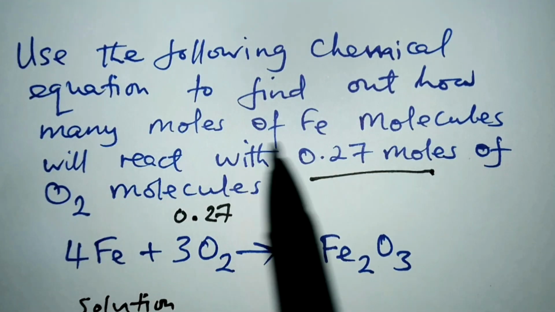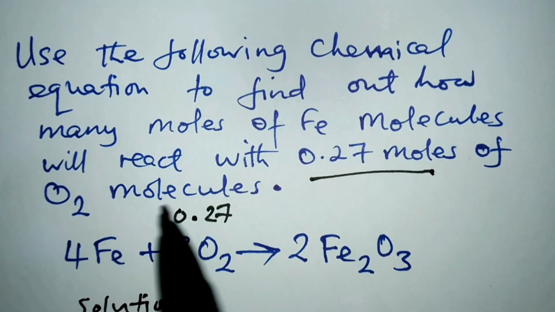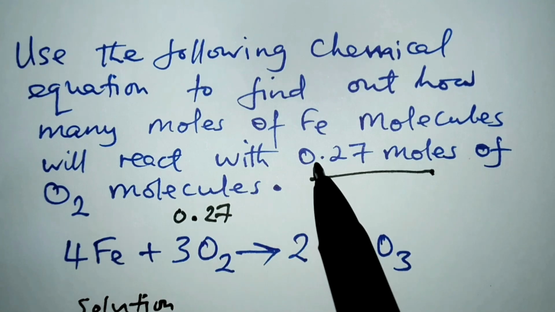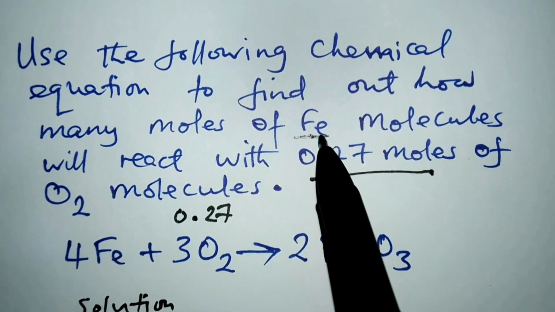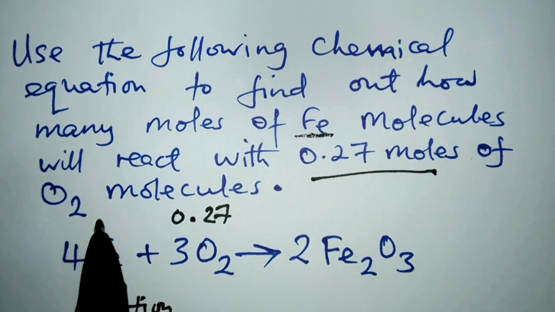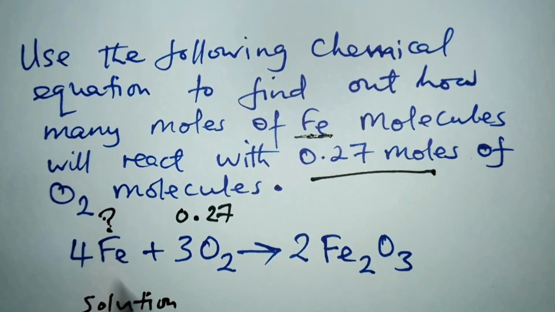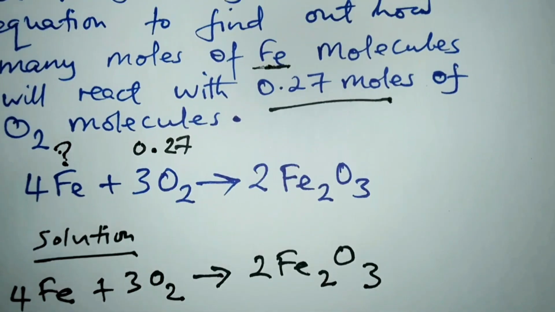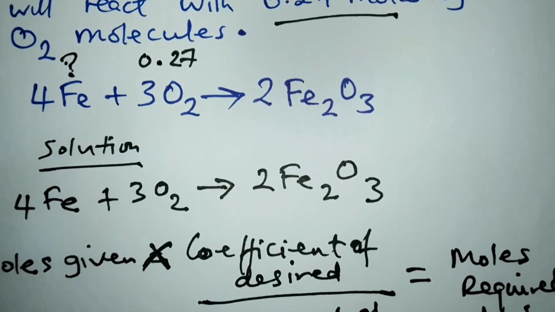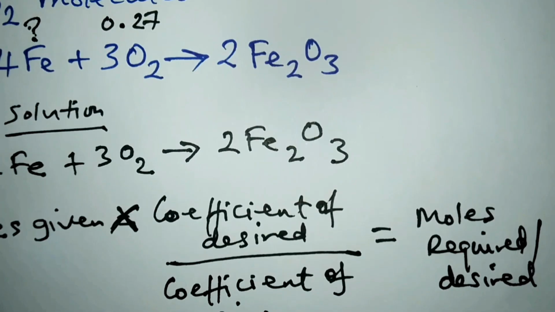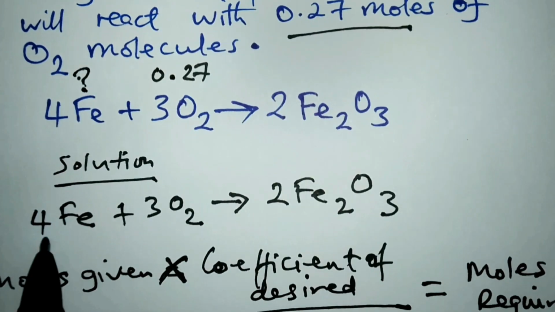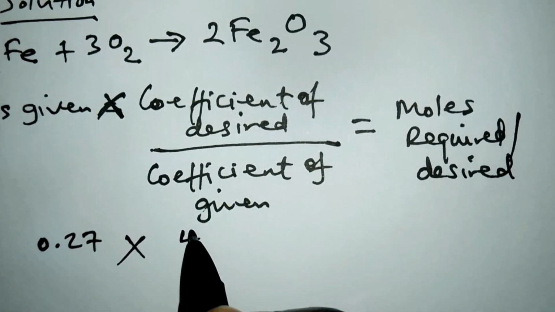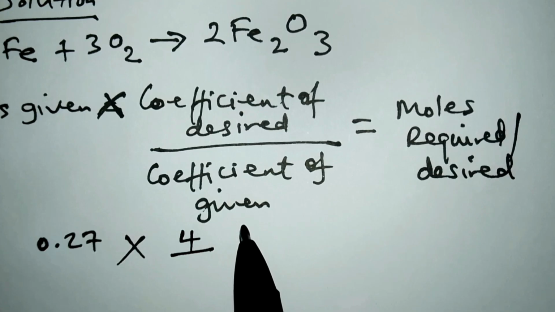Use the following chemical equation to find out how many moles of Fe molecules will react with 0.27 moles of O2 molecules. So the desired is Fe, and our Fe is here. This is our desired. So therefore, the coefficient of our desired is 4. So we say that this is 0.27 times 4 over coefficient of given.